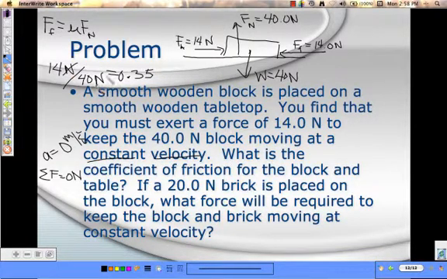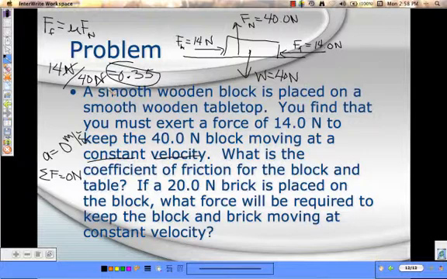Now, since we took a Newton divided by a Newton, does our coefficient have a unit? Nope, it's unitless. So our answer for that would be 0.35. Now, this coefficient will always be the same as long as that same block and that same table are in contact and they're moving. So for the next question, it says if a 20 Newton brick is placed on the block, what force will be required to keep the block and brick moving at a constant velocity?